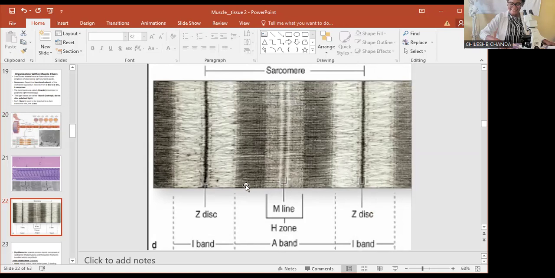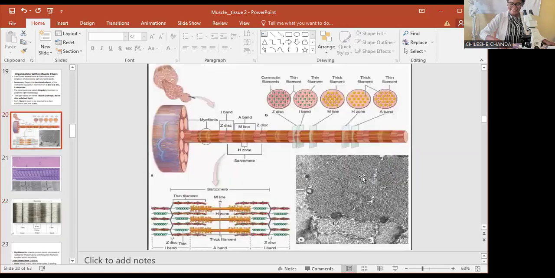Here you find thick filaments and thin filaments. Here you find only thin filaments, okay? So that is what it is. This is the M line, this is the H zone, this is the thick. Here you find thick and thin filaments, here you find thin filaments only, and here you find thick filaments only. Okay, so that is the arrangement.